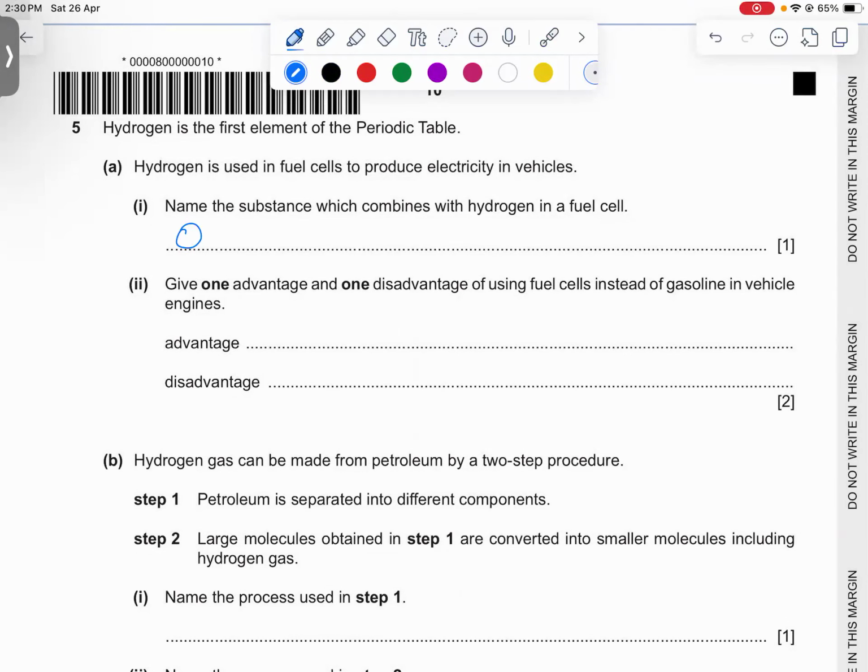A fuel cell is called a fuel cell because it contains oxygen, and then whichever fuel cell it is called, that is the second fuel. So a hydrogen fuel cell is the fuel cell in which hydrogen and oxygen are present. If, for example, it was a magnesium fuel cell, then the fuel would be magnesium and oxygen. Oxygen is always constant, right?